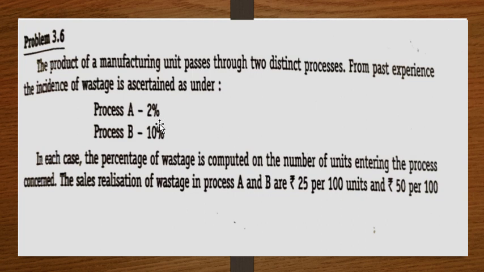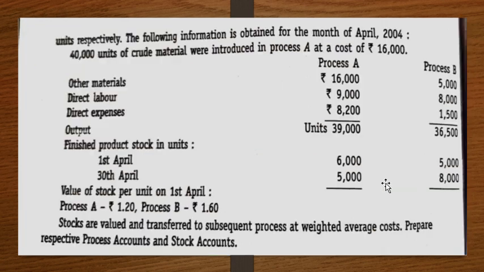They have given the realization value for the wastage, which they have stated for process A is rupees 25 per 100 units. That means for 100 units it is rupees 25. So you use this percentage on your units introduced, and you get a certain amount. For those units, you will be calculating the cost here. So you will have a calculation on normal loss, and they have stated rupees 50 per 100 units respectively.